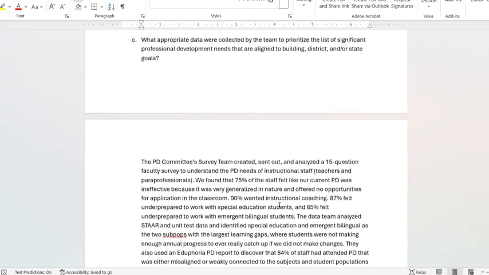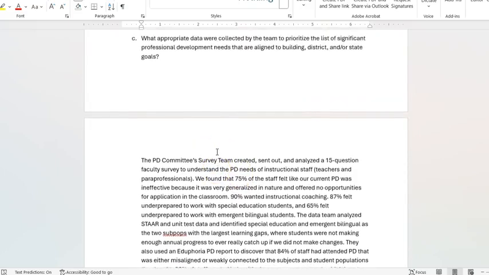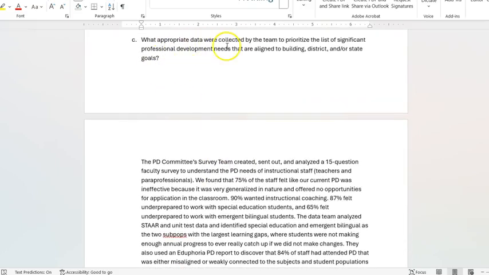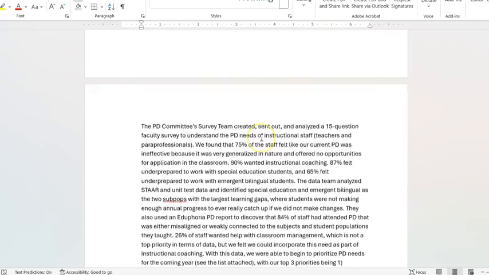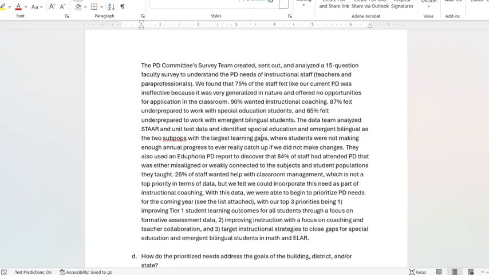And then this is about the only big data piece that you have in this, so don't miss your opportunity to use your numbers here. I talked about how our professional development needs are aligned with our building, district, and state goals. So we have our data and our goals here.